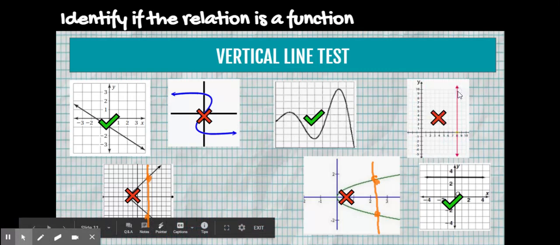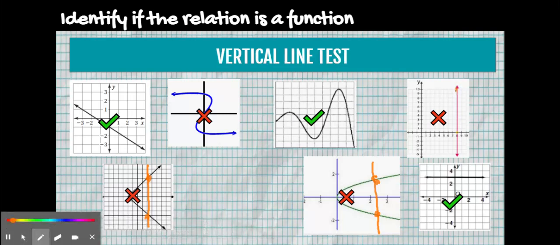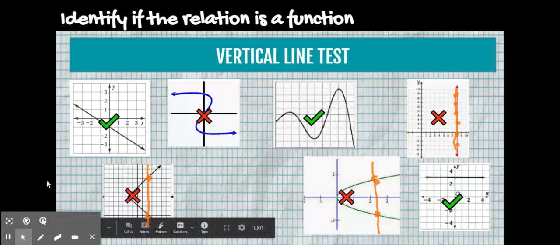Hopefully you said no, vertical lines can't pass vertical line tests. If I drew a vertical line through a vertical line, every single point of the graphed line in my vertical line would be an intersection point. This has an infinite number of intersection points. That's way more than one. So that is not a function.